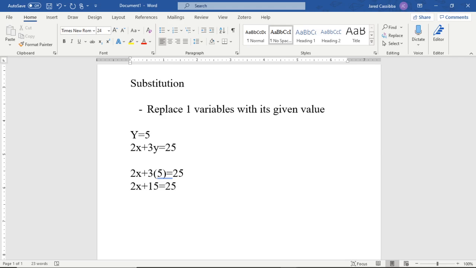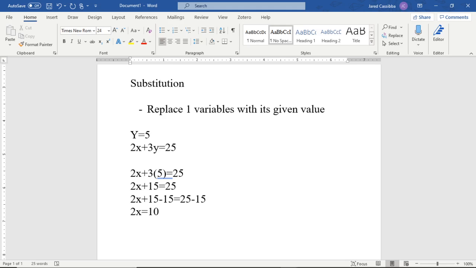I now have to get the 2x all by itself. This is solving a multi-step equation. I do have a video on this. If you want further help with it, please go check out that video. I'll link it somewhere on this page. So 2x plus 15 minus 15 equals 25 minus 15. 15 minus 15 is just 0, and 25 minus 15 is 10.